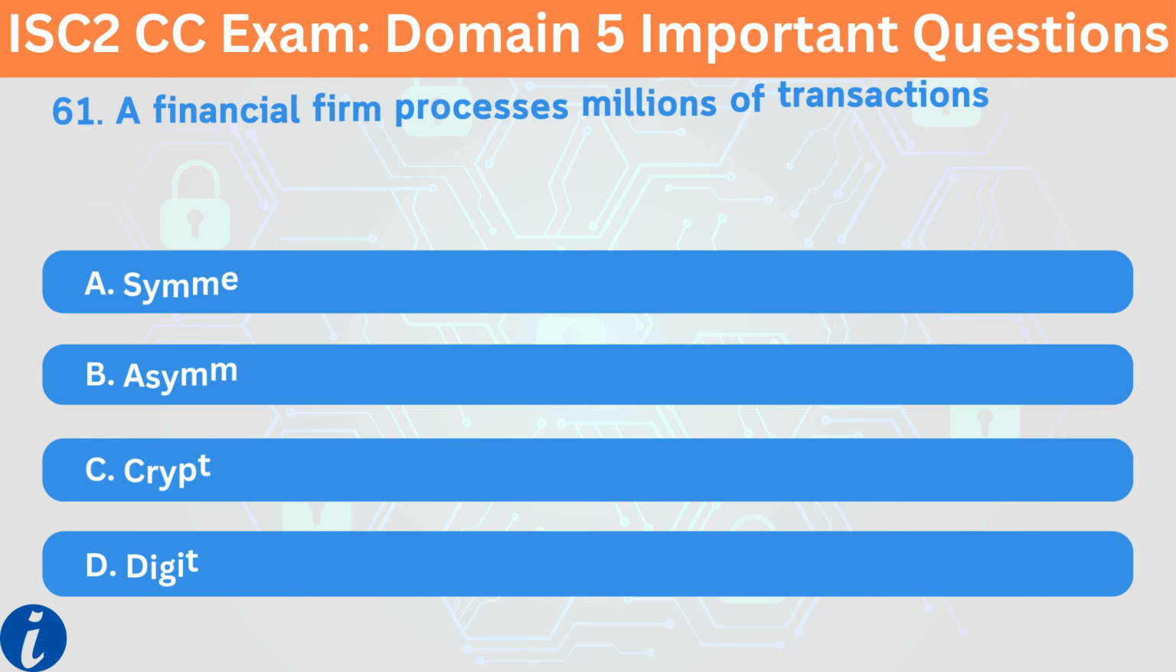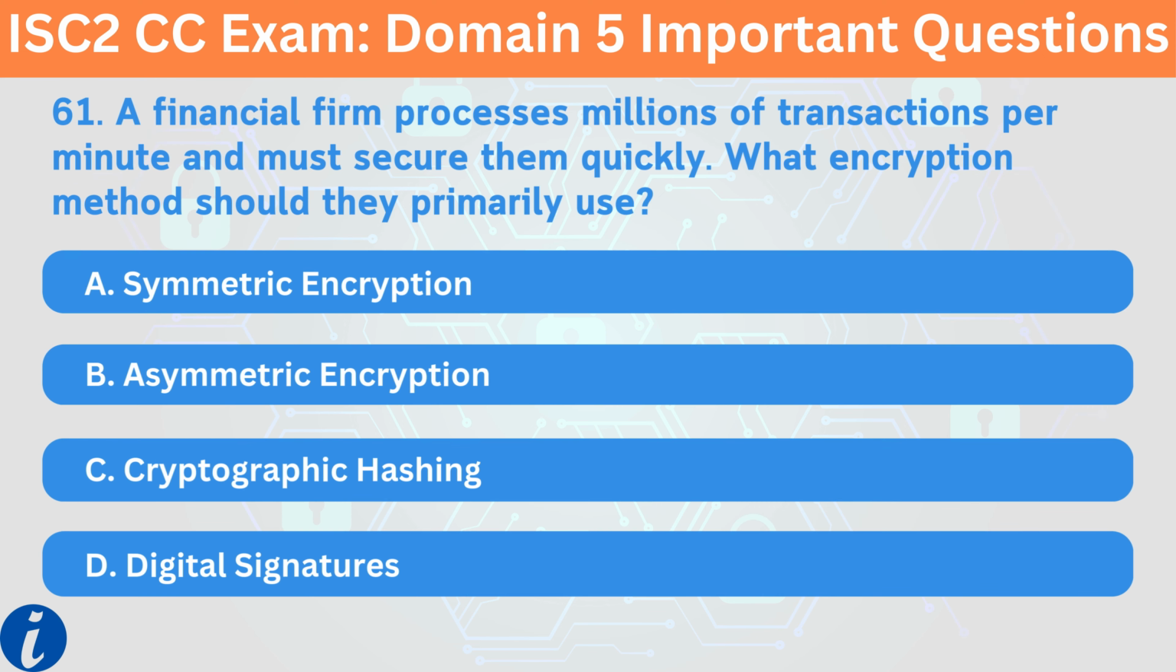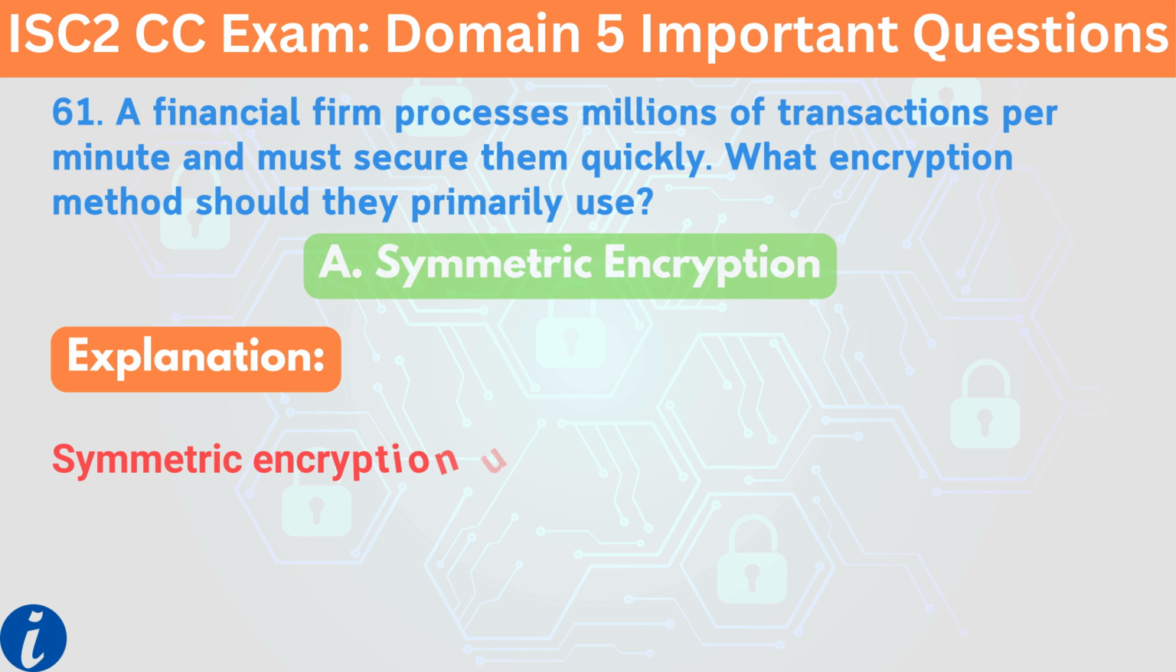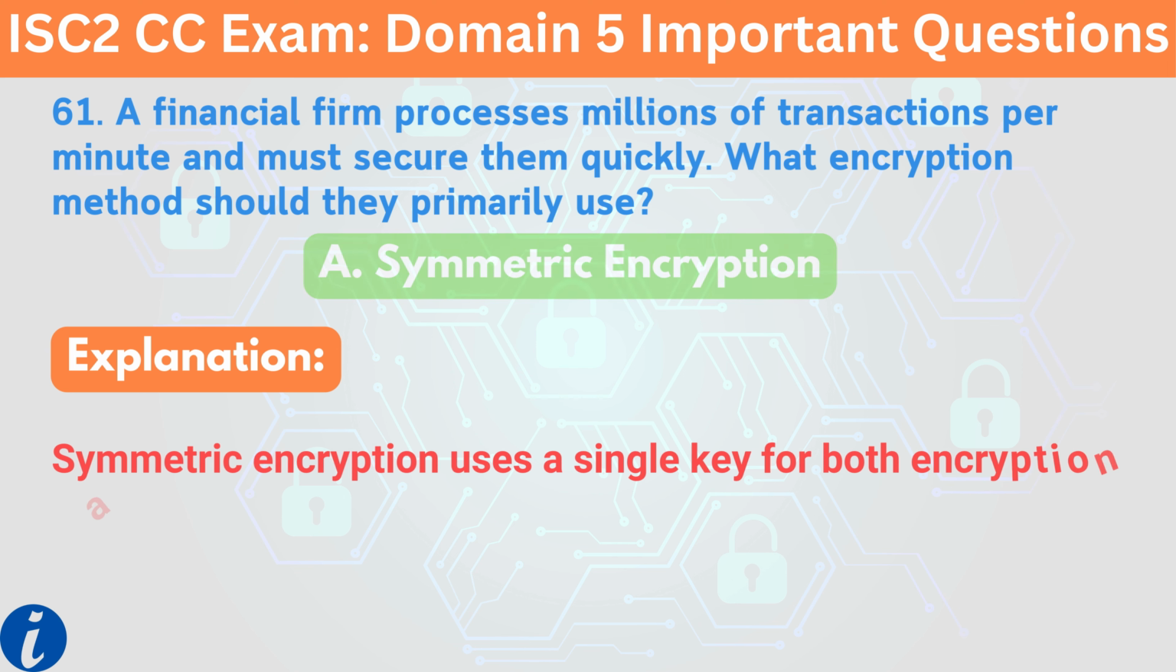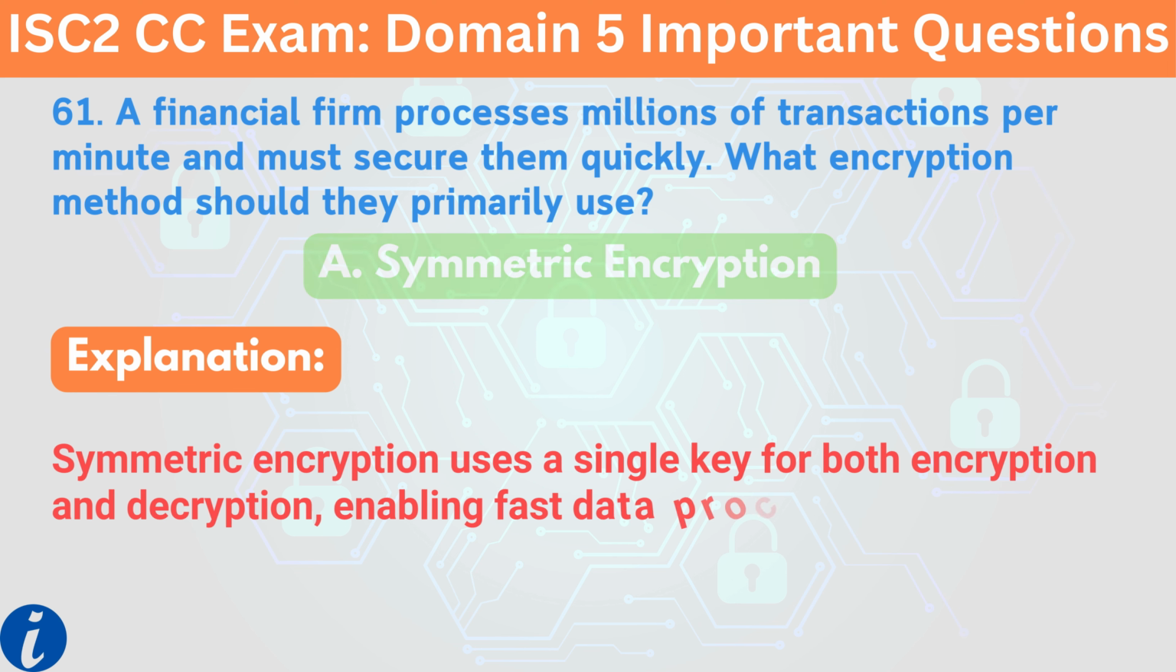61. A financial firm processes millions of transactions per minute and must secure them quickly. What encryption method should they primarily use? A. Symmetric encryption. B. Asymmetric encryption. C. Cryptographic hashing. D. Digital signatures. The correct answer is A. Symmetric encryption. Explanation. Symmetric encryption uses a single key for both encryption and decryption, enabling fast data processing.